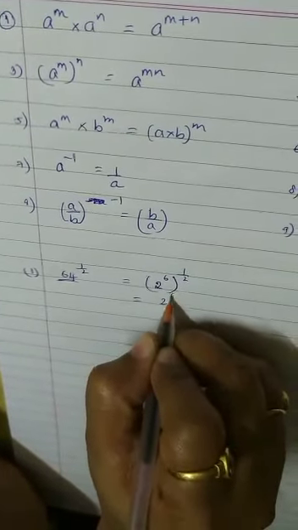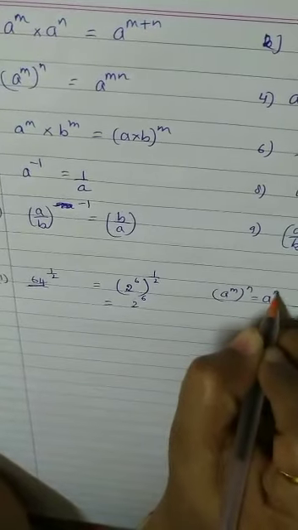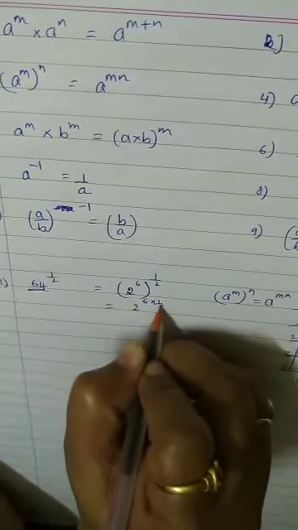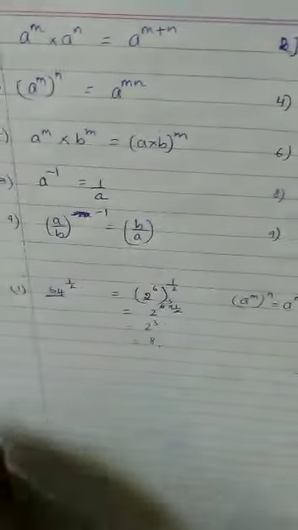So this becomes 2 raised to 6, the whole raised to 1 by 2. This is of the form a raised to m the whole raised to n equals a raised to mn. 6 into 1 by 2, 3 twos are, so this is 2 cubed or 8. Right? Simple sums these are.